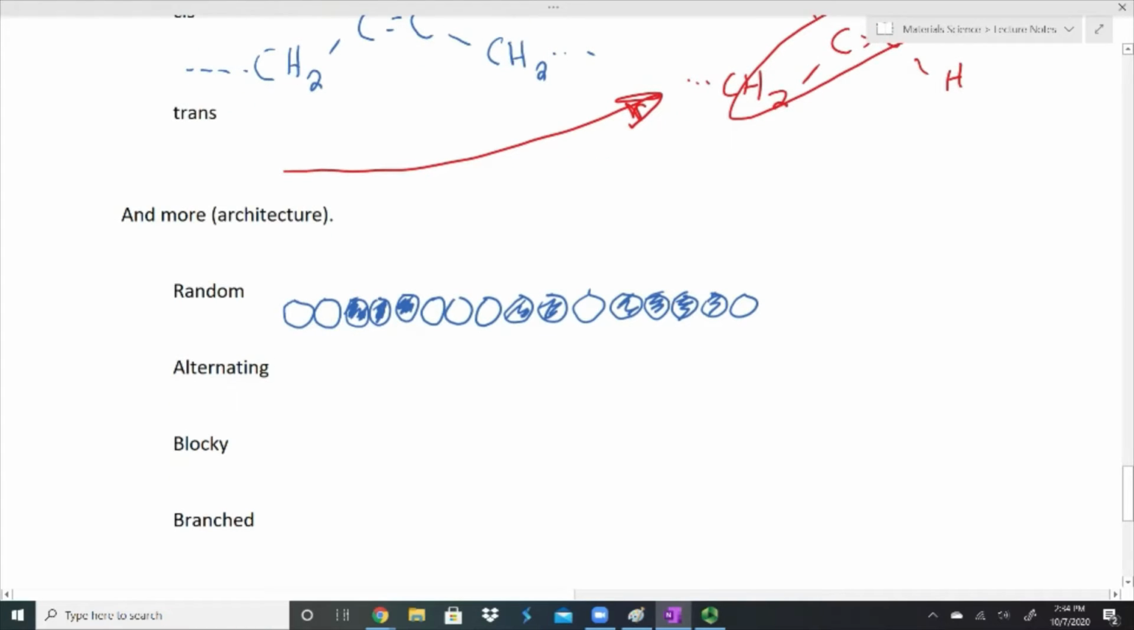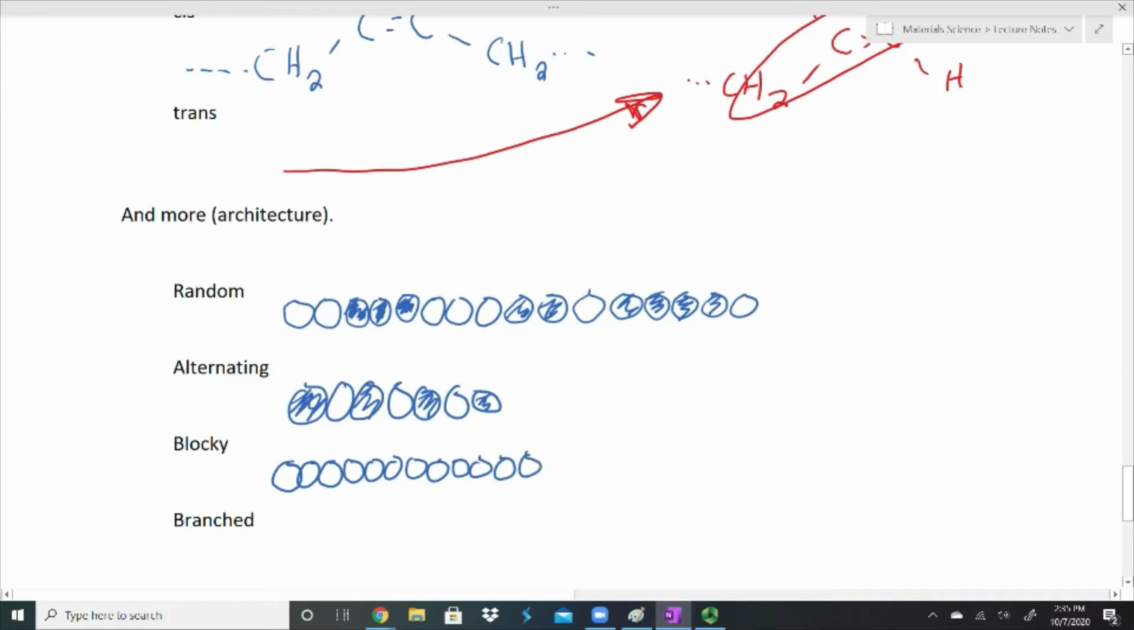I could have alternating, and alternating sounds probably pretty standard. It just alternates between what my mer looks like, what that chemical unit looks like that's bonded together. I could have blocky, and blocky ones are where I have these large swaths of one type of polymer, and it's all attached into one long strand, but maybe for a while I all have one kind, and then I have another kind, and then maybe it goes back, but I have these go in blocks.